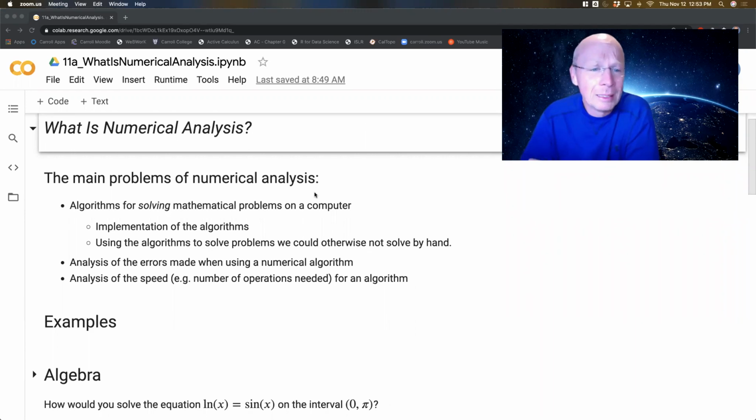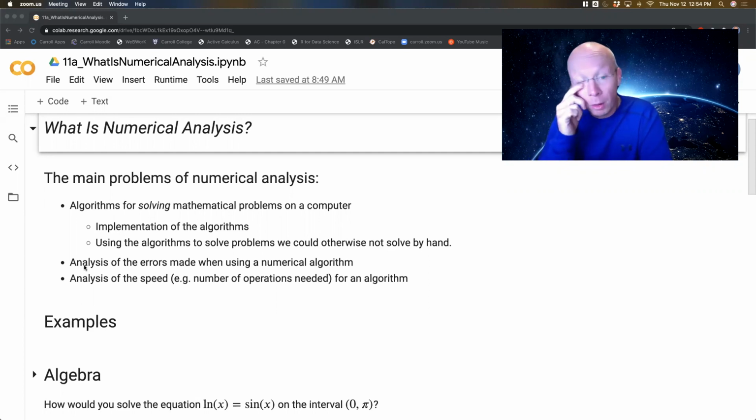The main idea is that problems in numerical analysis fall into several different categories. One of them is algorithms for solving mathematical problems on a computer. Now that's very, very broad, right? There's lots of algorithms to solve lots of different problems. So part of that is going to be how the algorithms are actually implemented. And some of it is going to be algorithms to solve problems which we otherwise just have no way of doing by hand. So that's going to be a large chunk of what we do in this class.